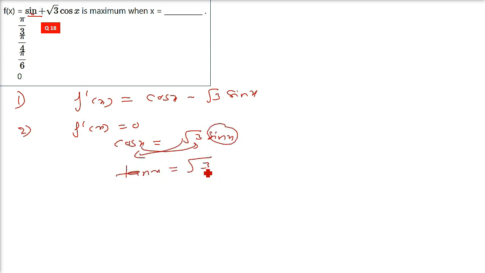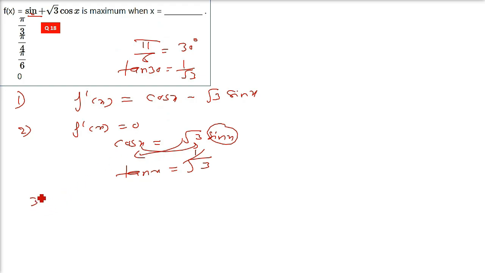When you have tan x equals 1 by root 3, tan 30 degrees is 1 by root 3. What is the value for which you are going to get the tan as 1 by root 3? It's 30 degrees or pi by 6. Tan 60 degrees is what? Tan 60 degrees is root 3. Now you can say that the answer is pi by 6. You can stop and just tick the correct option and move on.